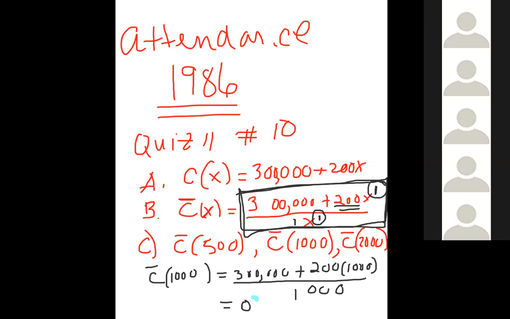And guys, that drops the average cost down to $500. All right, so what do you guys notice is happening as the number of bikes produced increases? What's happening to the average cost? Is it increasing or is it decreasing?